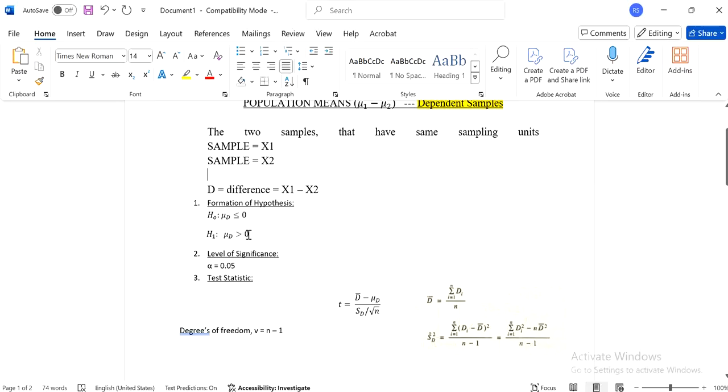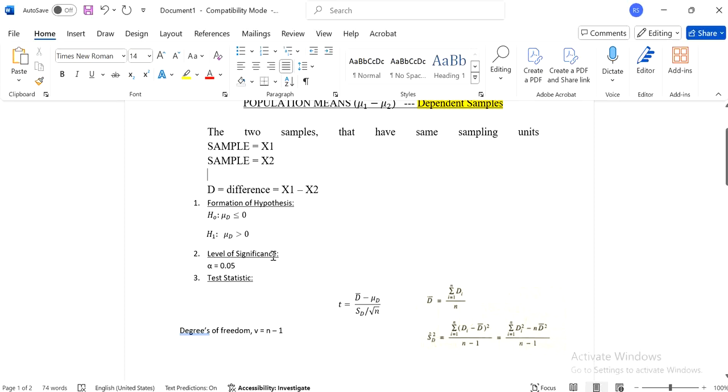So the cases are the same as we discussed in our previous lecture. It can be equals to and not equals to, greater than or equal to and less than or equal to. There will be three kinds of cases, and any of them can be formed, so you will choose according to the statement of the question.